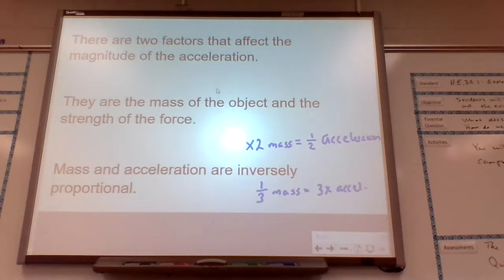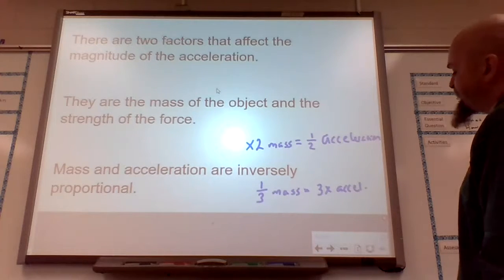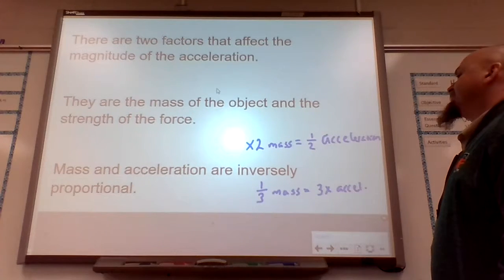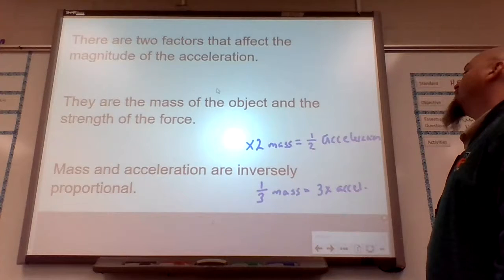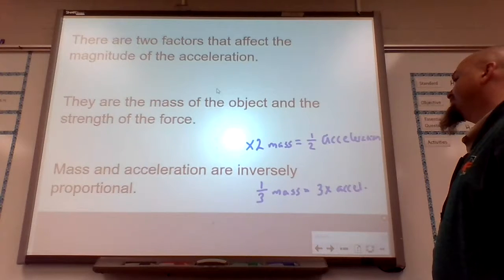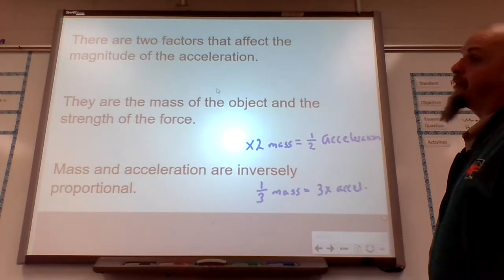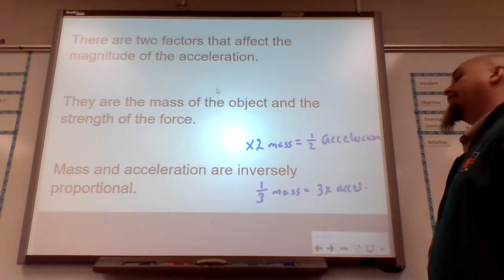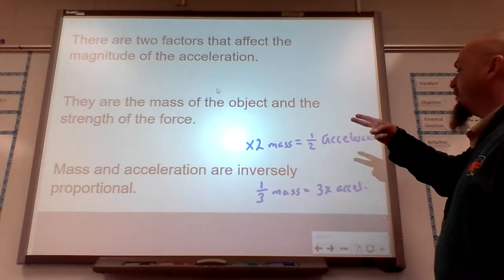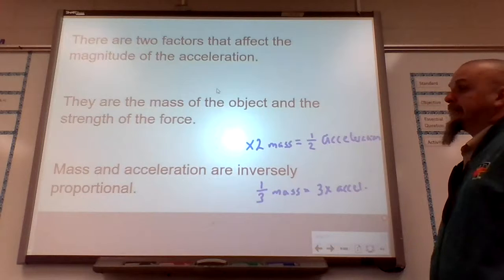Mass and acceleration are inversely proportional. Whatever you do to one, you do the inverse to the other. Just flip the number. 4 times the mass would be 1/4 the acceleration. 1/5 the mass would be 5 times the acceleration. Just flip it, take the inverse, and you've got it.